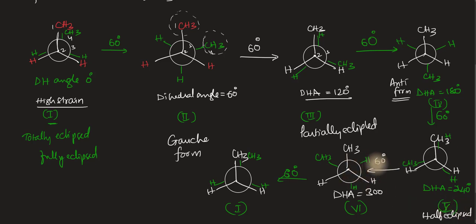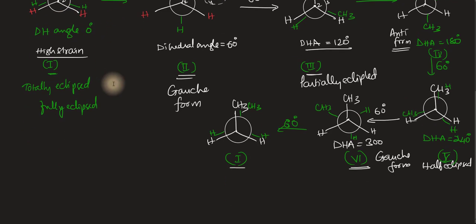And next, if I increase the dihedral angle by 60 more degrees, we get the gauche form. So structure 6 and structure 2 are identical. The last structure is the same as the first structure, and the molecule obtained in the third structure is the same as the fifth one, because both are partially eclipsed or half eclipsed. So these are the structures of conformations of butane.